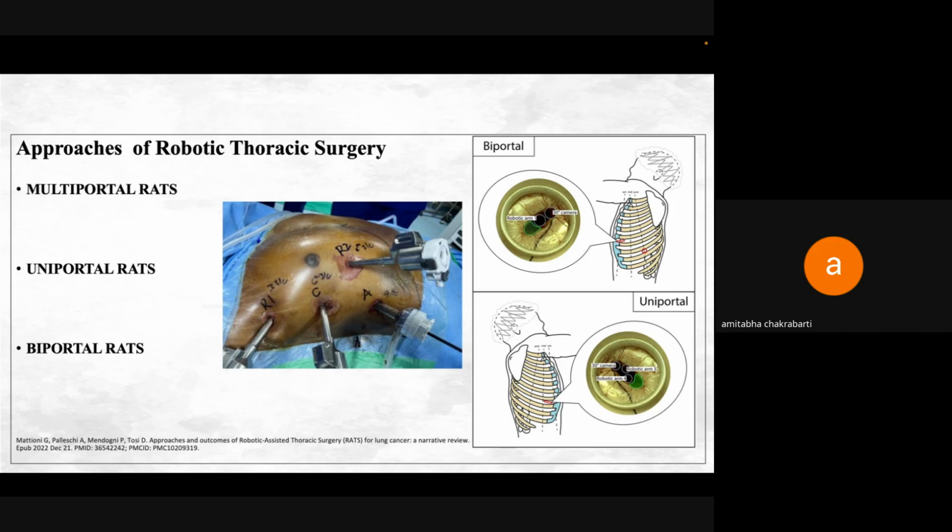We call it uniportal. So just imagine, earlier with a 20 centimeter, 25 centimeter incision, we used to operate on the lung or heart. Now it is 8mm or 10mm, 3 or 4 ports, even with one port that is about 4 centimeter. These are the advantages of minimal access thoracic surgery.